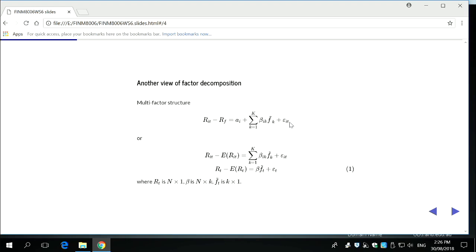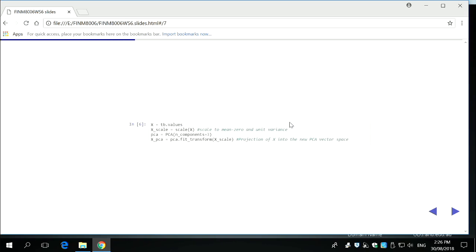Okay. So now with this, let's look at our data. Here I want to scale the data first to be zero mean and unit variance. And then I just put it into the principal component analysis with k equal to 3. And then I get the scaled data transformed into the principal components, which, we'll see later, are really the factors.